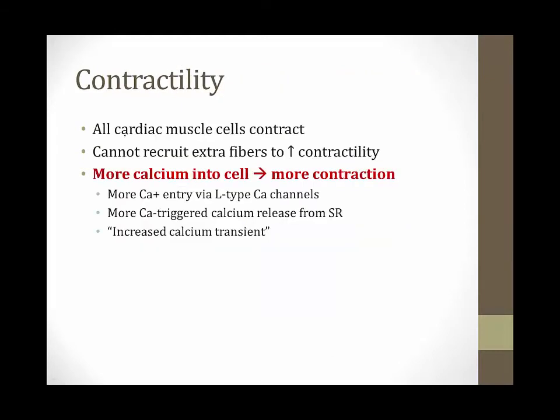Let's talk about contractility. With each heartbeat, all cardiac muscle cells contract. So if the heart wants to squeeze harder and raise the contractility, it can't recruit extra fibers.